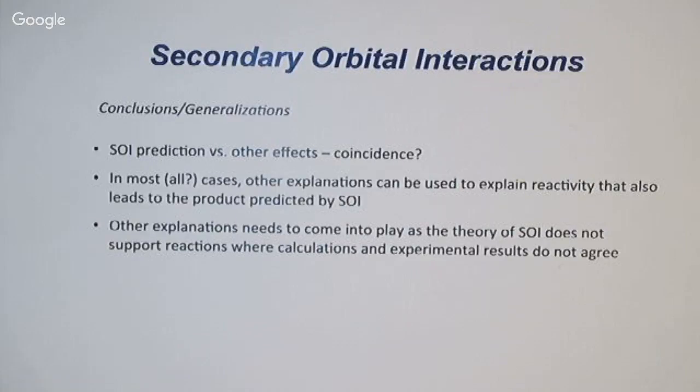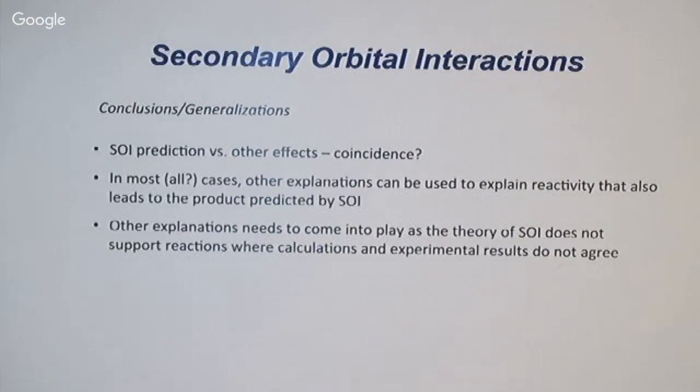But if it turns out that the exo product is favored as you go through these, you'll need to come up with some other idea. And those ideas can come from, as we just talked about, polarity, hydrogen bonding, dipoles, electrostatic interactions, all sorts of things like that. All right, so that kind of finishes 4+2 reactions.